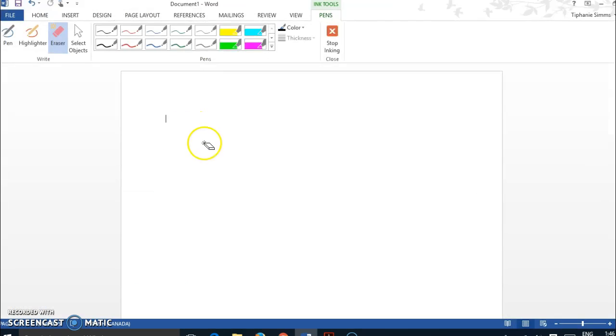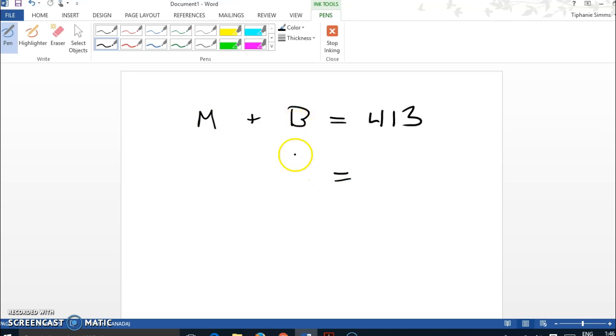So we have Melinda and Barbara. If we think about this, Melinda's income plus Barbara's income equals $413 per week. Okay? But we can't solve this because I have two unknowns. So let's use a different letter. I don't know how much Barbara makes. Let's call that X. That still equals 413 over here.